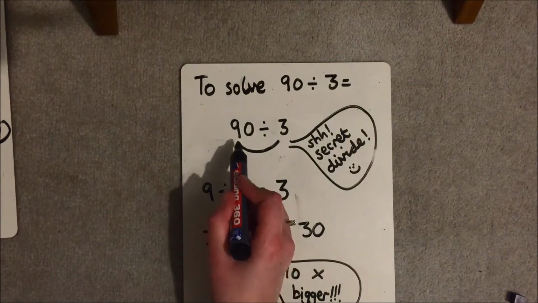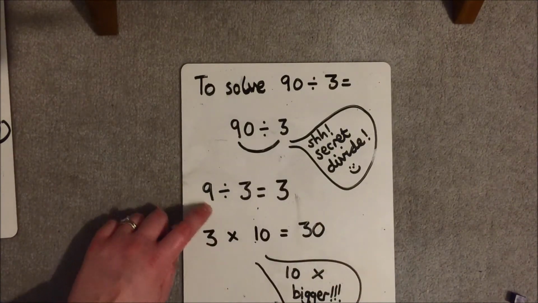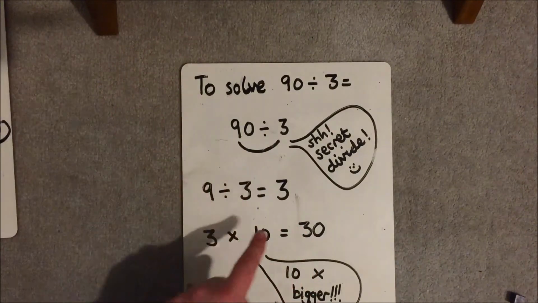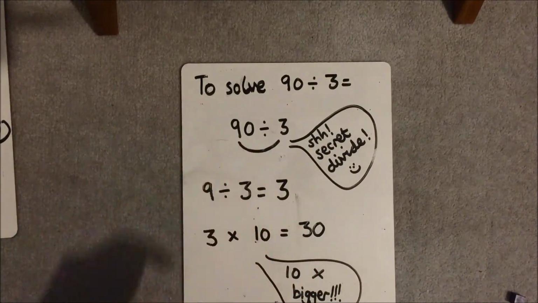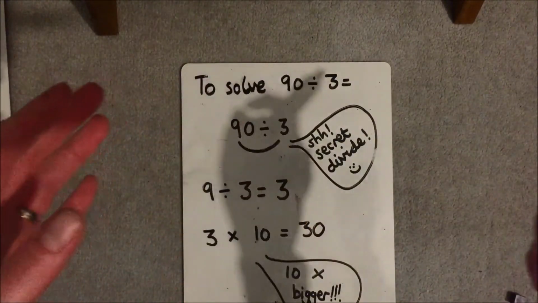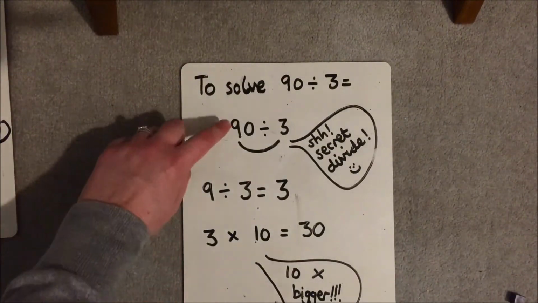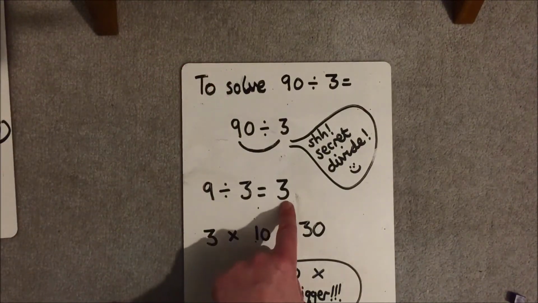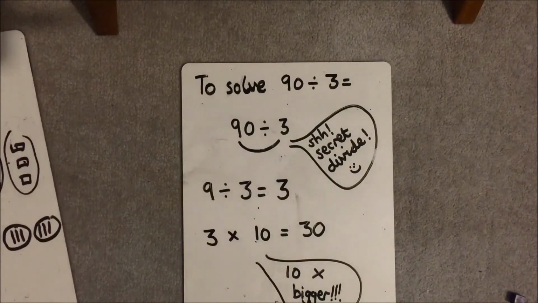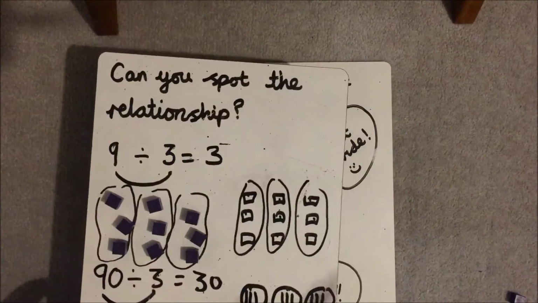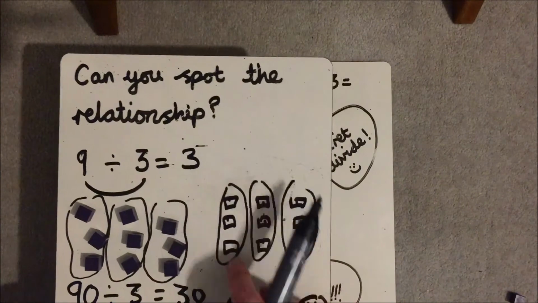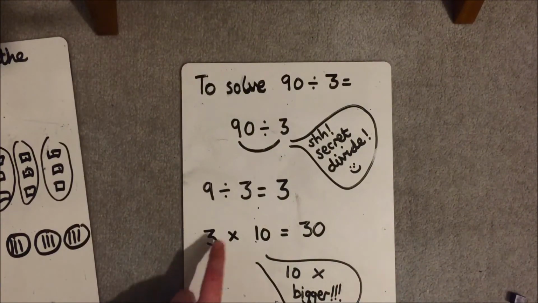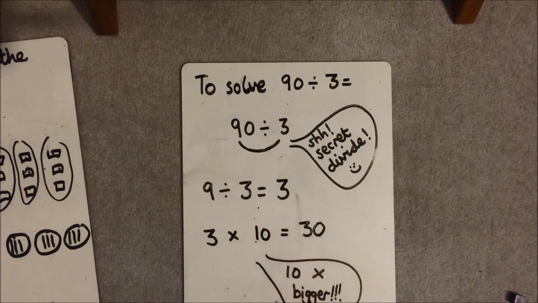So my secret divide is 9 divided by 3. So I do that first. 9 divided by 3. Let's count in 3s. 3, 6, 9 is 3. And then I need to make it 10 times bigger because 90 is 10 times bigger than 9. So I take my answer from here, just like I got here, and I make it 10 times bigger. So I just do 3 and I times it by 10 to get to 30.